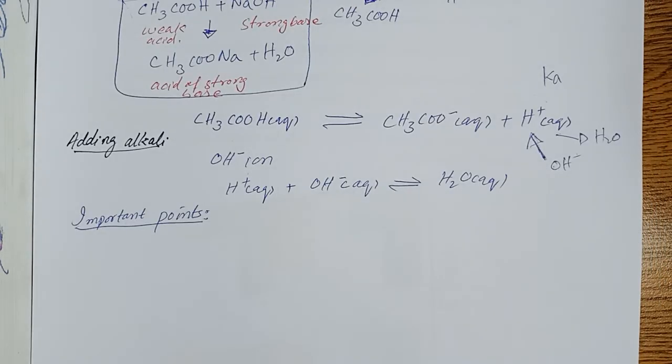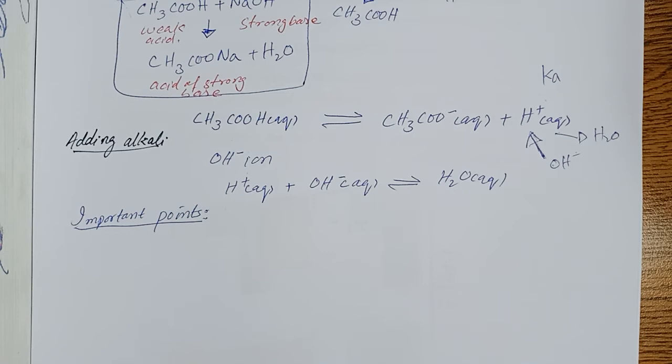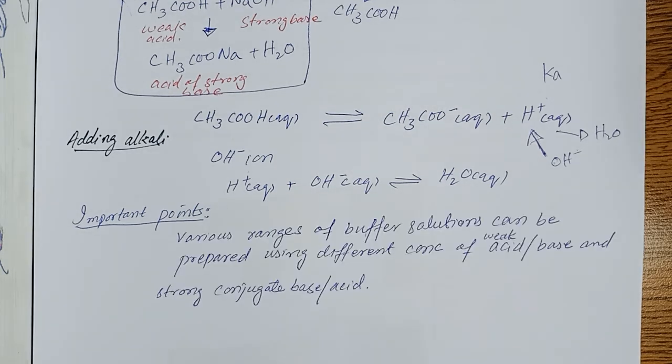The important point is the concentration of buffer solution is also important. By changing the concentrations, various ranges of buffer solutions can be prepared using different concentrations of weak acid or base and strong conjugate base or acid, depending on the combination we are going to prepare. Another important point is, if the concentration is too low, there won't be enough concentration of acetic acid or acetate ion to cope with the ions added.